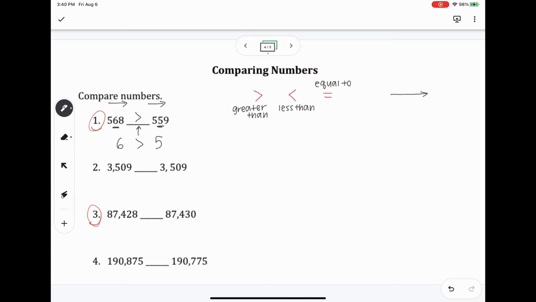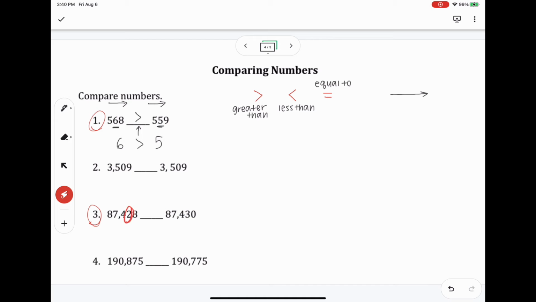So I'm going to go over 3 again without the too complicated words. So we have 87,428 and we have 87,430. Now we're going to go from left to right again. We're going to view the numbers from left to right. So our first number we're going to see is 8 on both sides. They're the same, so we're going to move on to the next number, which is 7s, and they're the same as well. Now we're going to go to the hundreds place, and we see that both of them still have the same number, 4.